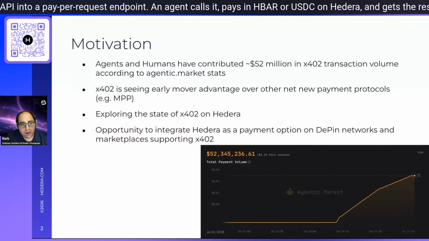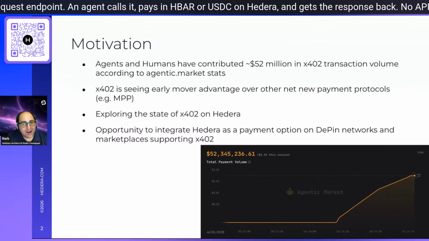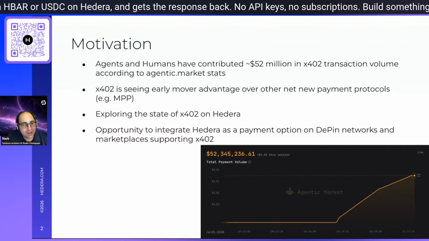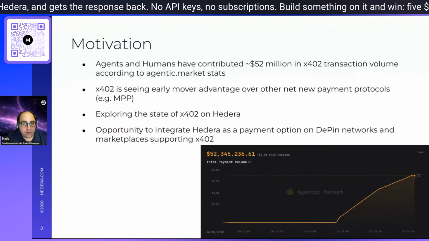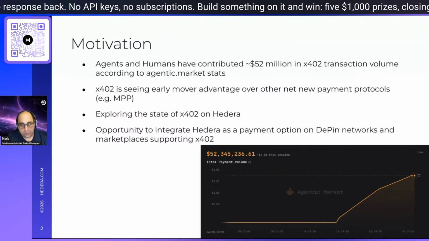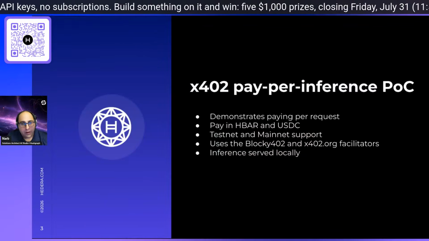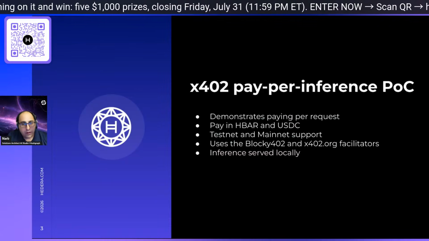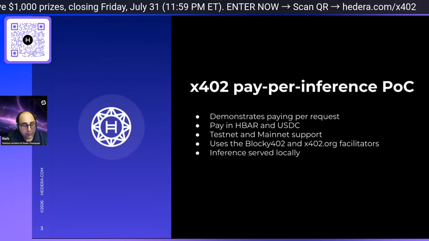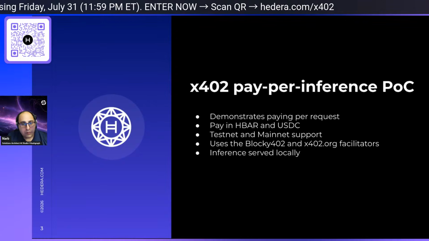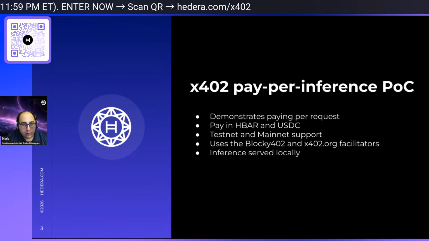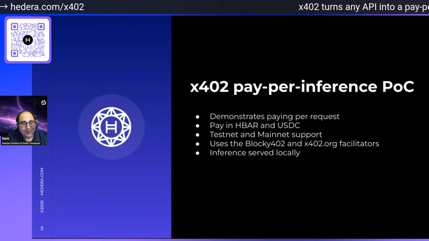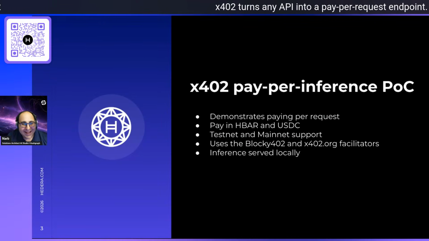Today is supported by, I think, Base and Solana, but we're hopeful that we can also get Hedera in that game as well as getting Hedera on other marketplaces supporting x402. So this proof of concept, like I mentioned, is paying for inference, and it will demonstrate how to do that. We'll be able to pay in both HBAR and USDC on both testnet and mainnet. So yes, we'll be spending some real money, so to speak.